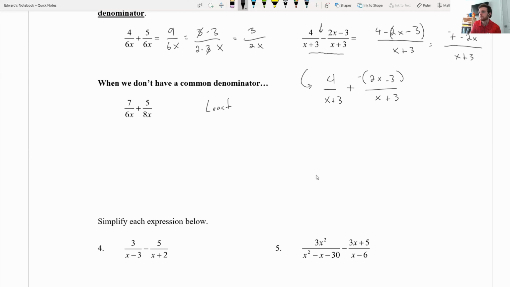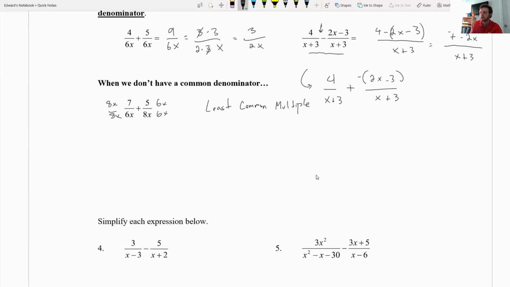Least common multiple. Right? We want to see what the least common multiple is between 6x and 8x. What is the smallest number, or expression, that these two expressions go into? We could just multiply by 8x over 8x and 6x over 6x to find a common denominator, but don't do that. Now you're going to have x squared in the denominator. You're making things more complicated.